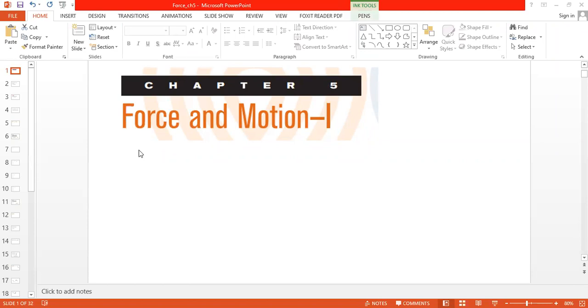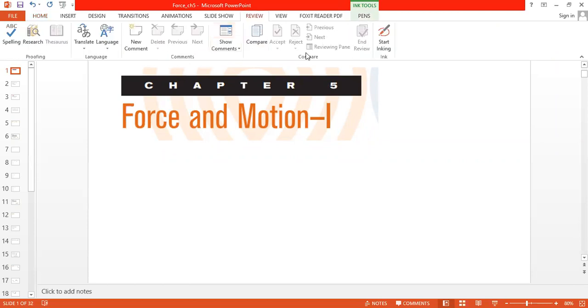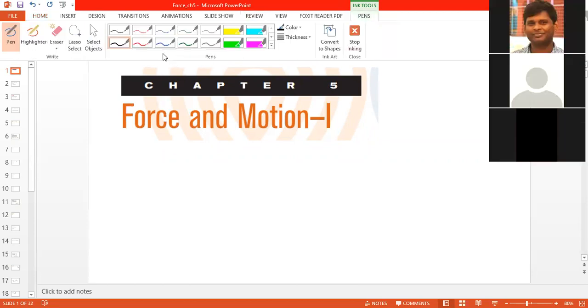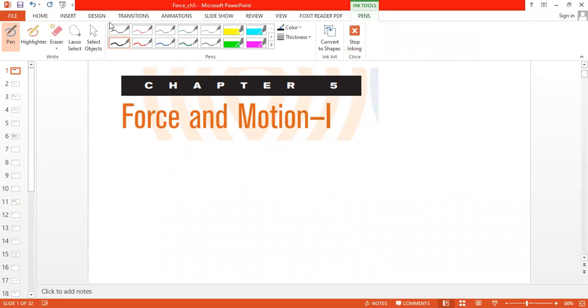For example, if an object is at a stationary position like this, and it has a velocity of 0, and if we apply a force on it, it starts moving. It gains some velocity. Or let's say an object is moving with some velocity. If we apply a force on it, it's going to move fast.